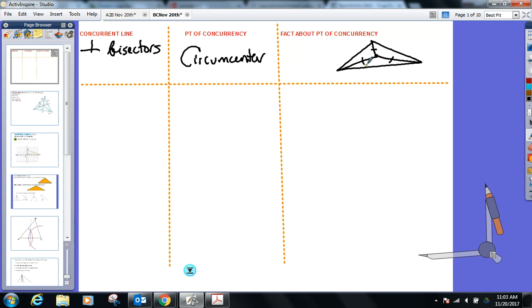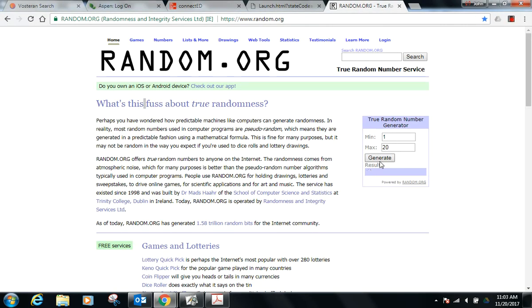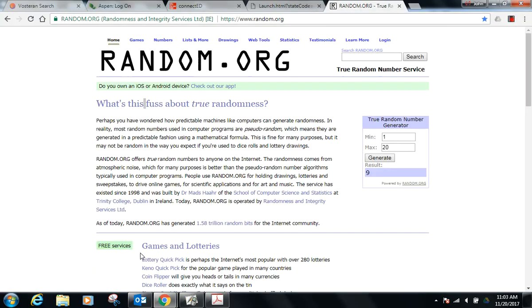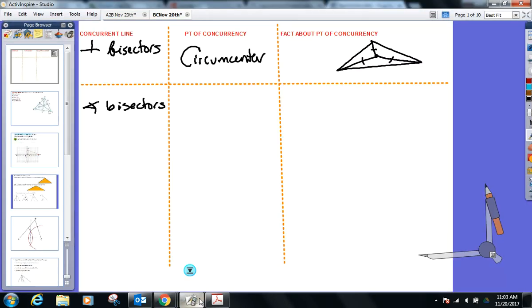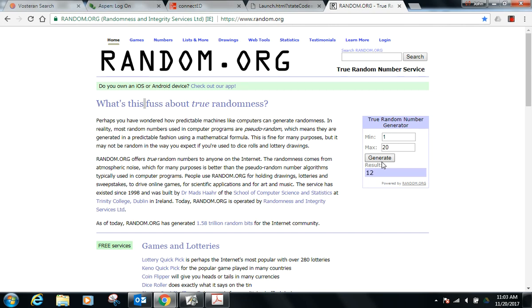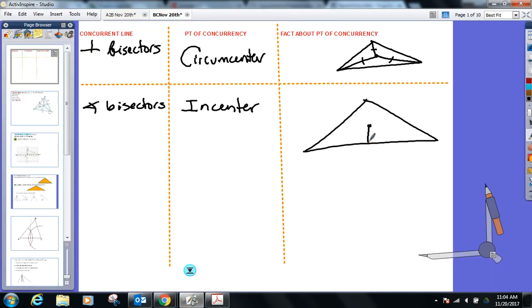Then we found another set of lines were concurrent in a triangle, and those lines are called the what? The angle bisectors are all concurrent. They all intersect at a point called the incenter. What should I know about the incenter? It is equidistant from the sides. And when I say the sides, it's got to be the perpendicular distance from the sides or to the sides. All right, those are all congruent.